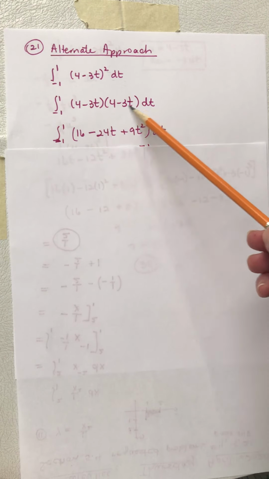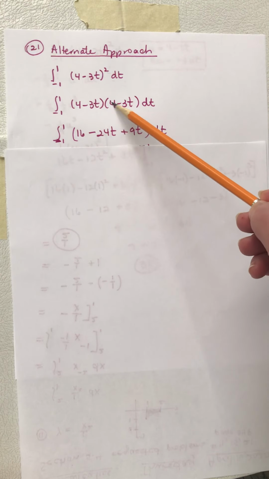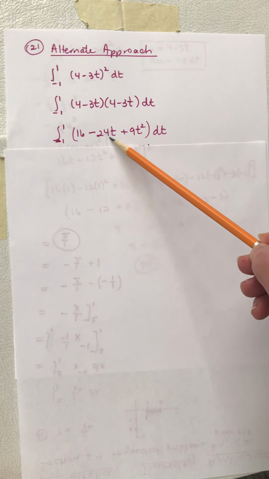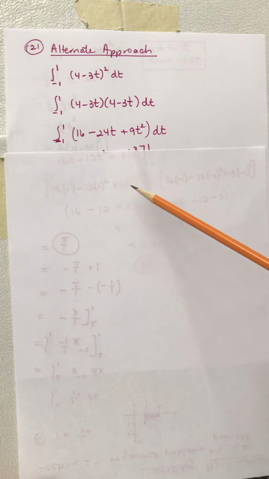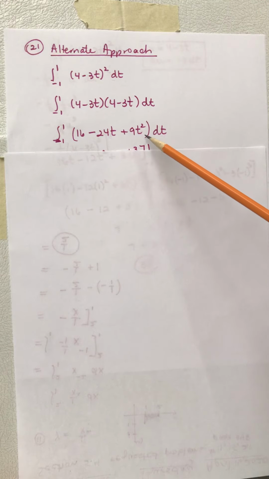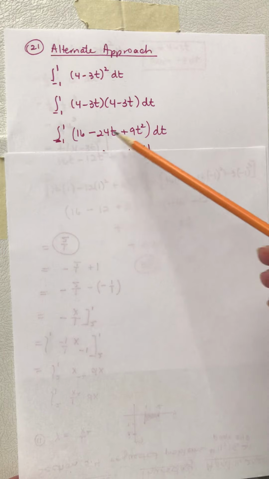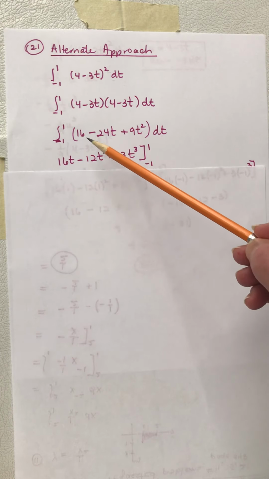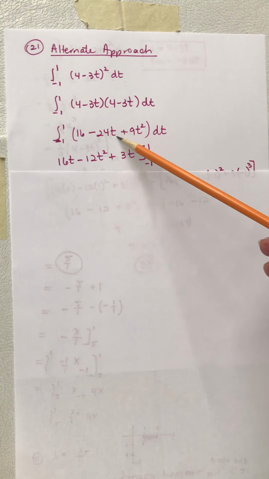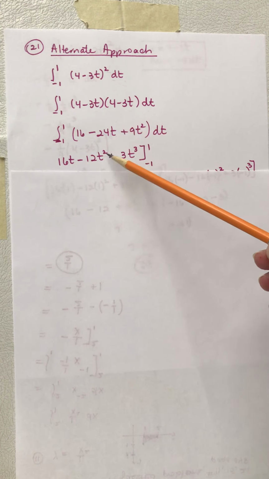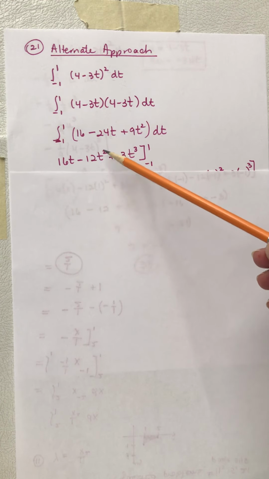So if I multiply this out, I get 16 minus 12t gives me minus 24t, and then plus 9t squared dt, integrating from -1 to 1. So now we find the antiderivatives. You don't have to split them into 3 integrals. You can just do them as one polynomial expression here. So the antiderivative of 16 is 16t. The antiderivative of 24t, if we add 1 to the exponent, we get 2. Divide 24 by 2, we get 12. So we get 16t minus 12t squared.